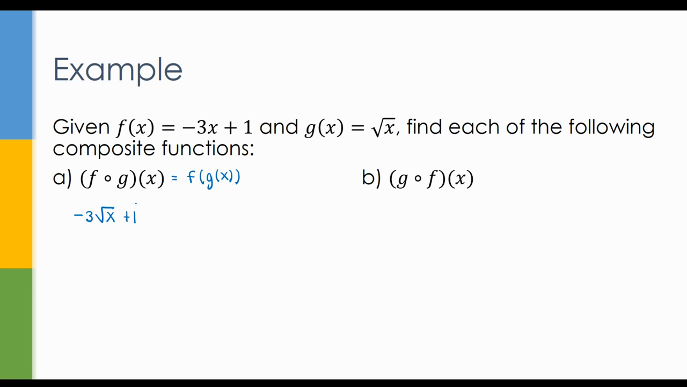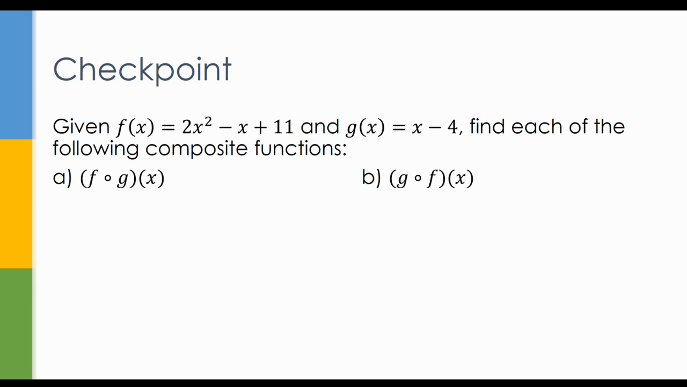Well, there's no way for me to simplify that any further, so this would be that composition. If I go in the opposite direction, g of f of x, the f of x function goes in wherever I have an x in the g of x. So that means that underneath that square root, we'll have a negative 3x plus 1. Can't simplify that any further, so this is my composition going that way.